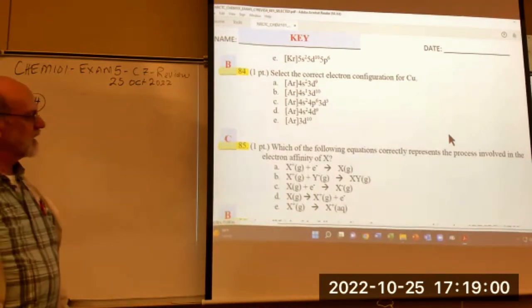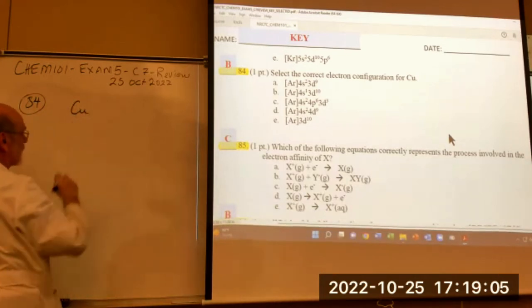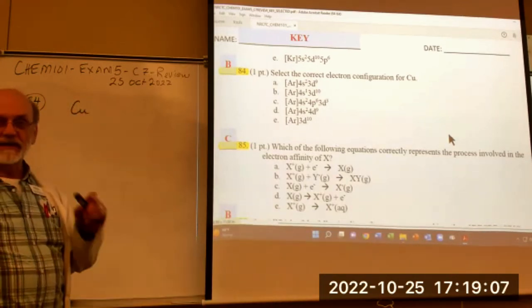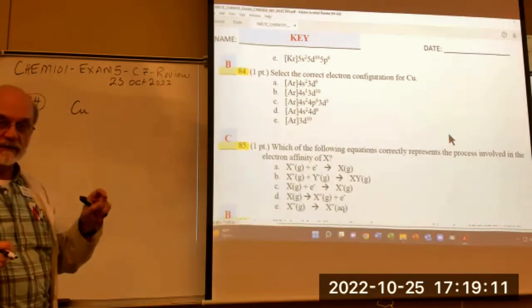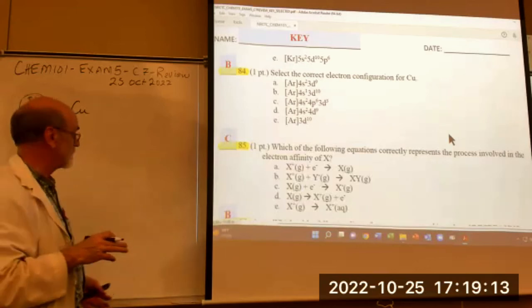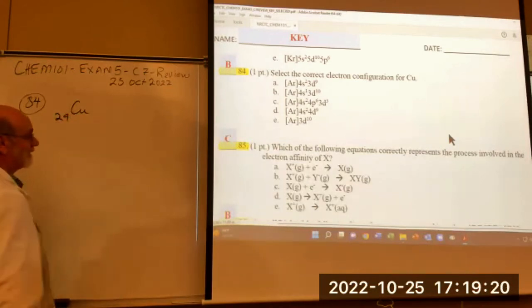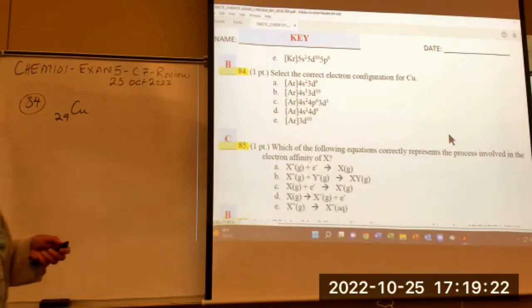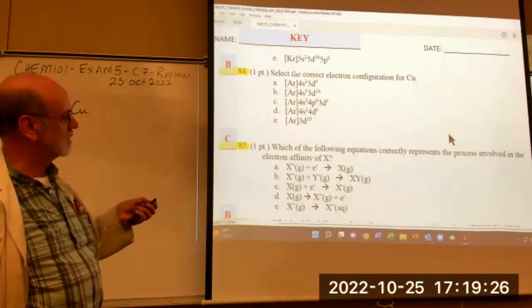A4, select the correct electron configuration for copper. Okay, what do we need first? We need the atomic number, because that tells us how many electrons there are. So copper has 29. Now notice the answers are given in terms of the abbreviated shorthand.